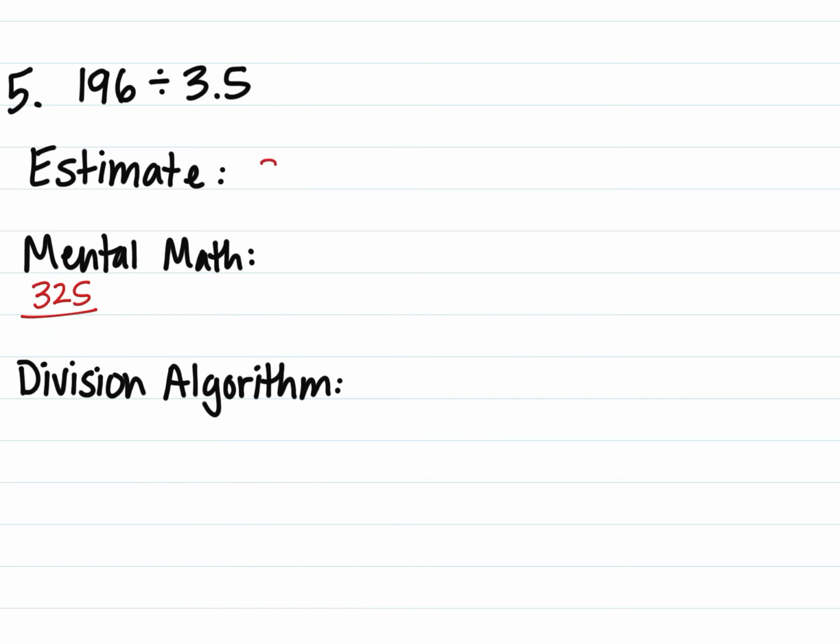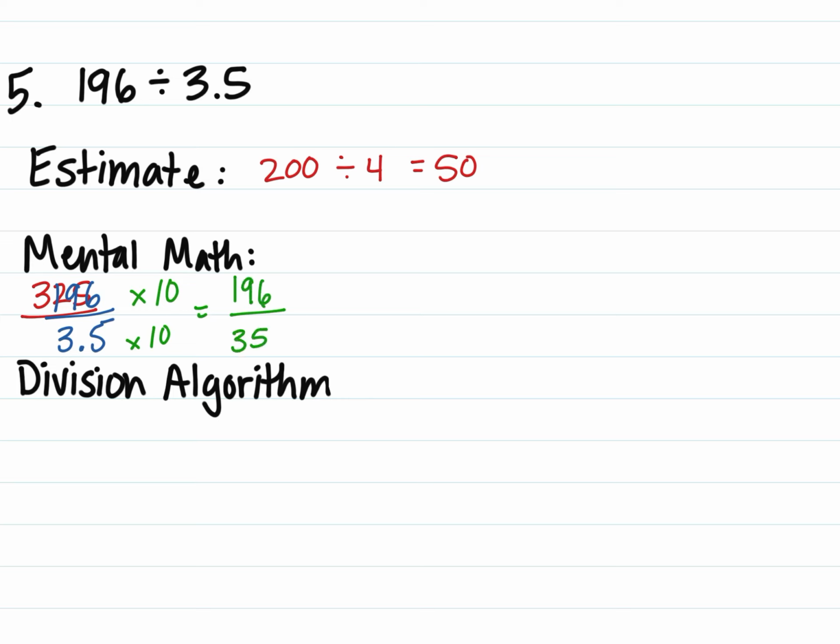For problem 5, 196 is close to 200, and 3.5 is close to 4. 4 fits into 20 5 times, with nothing left over, but we need our extra place values. So our estimate is around 50. For the mental math piece, remember we stack our numbers, and we are going to multiply by 10 to move those decimal places one space. For this one, that extra space gives us a 0, and to move it one space here, we get 35.